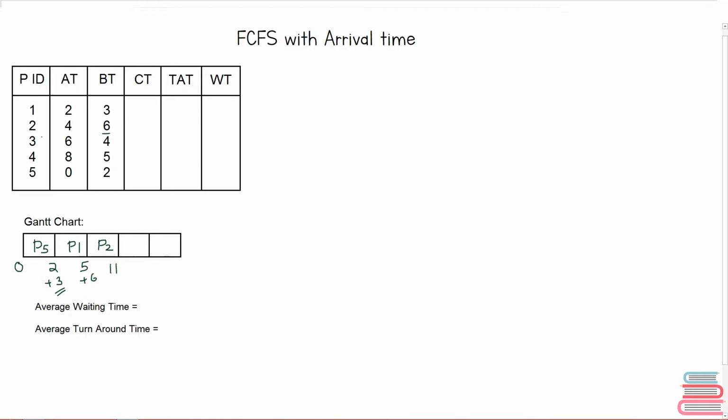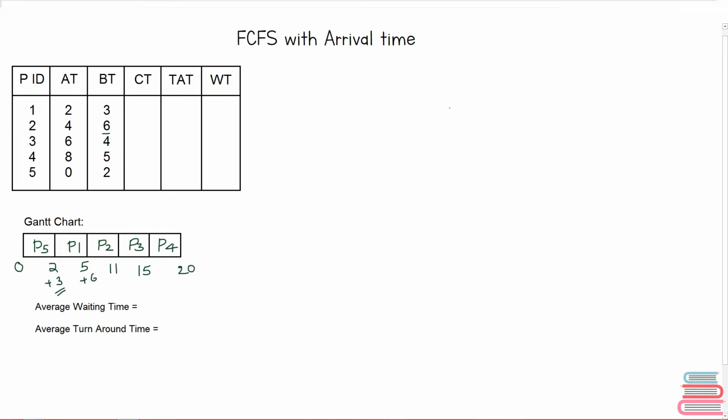Its burst time is 6 milliseconds, hence its completion time would be 11 milliseconds. And after P2, P3 has the least arrival time. So P3 must be executed after P2 and its burst time is 4 milliseconds. Its completion time is 15 milliseconds. After P3, P4 executes as it has the highest arrival time among all the processes. Its burst time is 5 milliseconds, so its completion time would be 20.